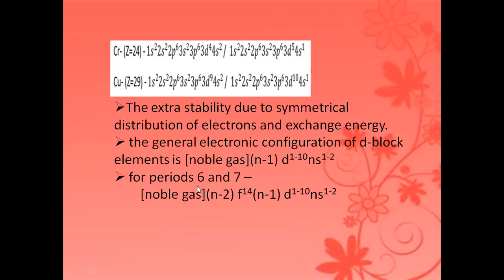So next, how can we write the 6th period and 7th period electronic configuration? Noble gas (n-2)f power 14 (n-1)d power 1 to 10, and then ns power 1 to 2. Why is f involved here? Because electrons start entering the f orbitals. Since electrons go into the f orbitals, we involve them and write f power 14.